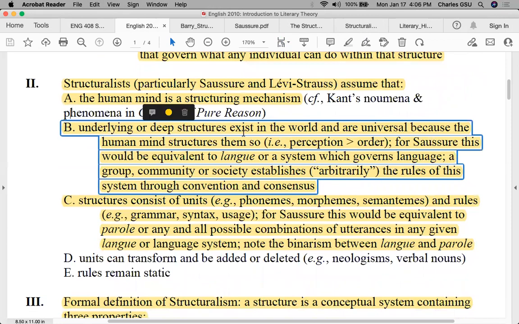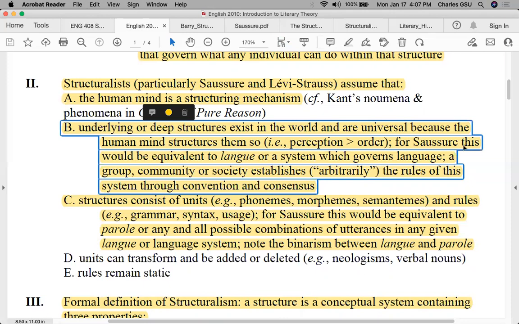Underlying or deep structures exist in the world and are universal because the human mind structures them so. That is perception, therefore order. We have a perception of something, and therefore that helps order our reality. You are asleep and you wake up and you open your eyes and you perceive the room in which you're in, and you begin to understand that there's order in the world because, oh, there's a roof, there are walls, there's a bed, and so on. And we sort of need that kind of order in our lives.